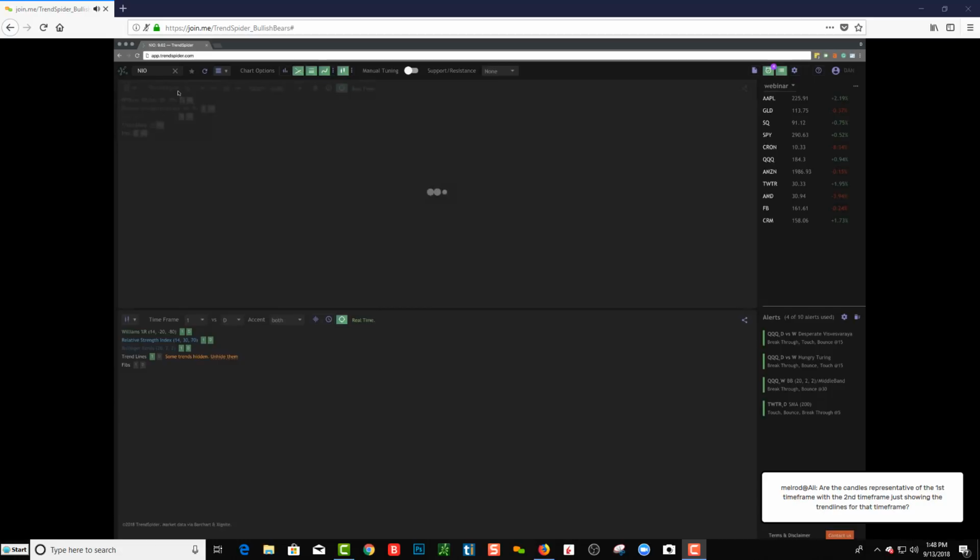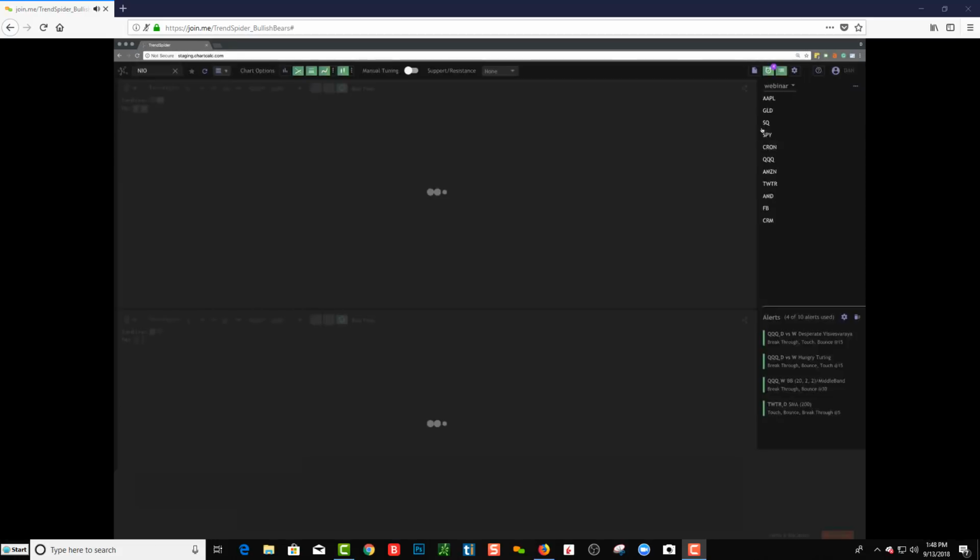So there's really nothing that I know of on TrendSpider that says, hey, this is a false breakout, but it is pretty great how it does identify breakouts and breakdowns. So if you want to show that a little bit, I think you already did briefly.